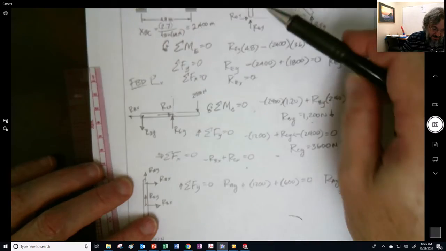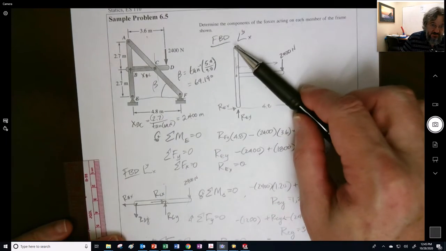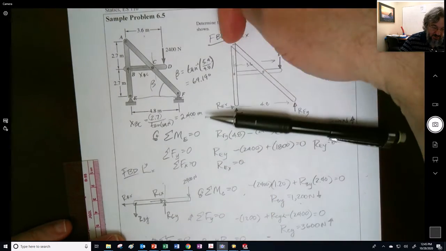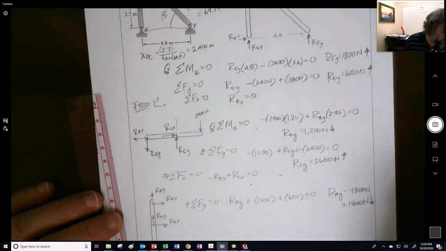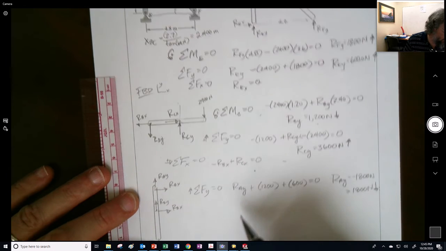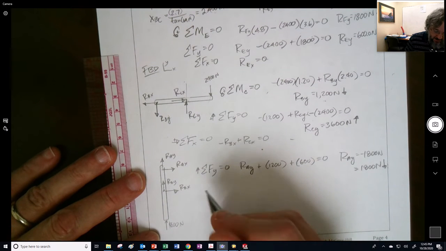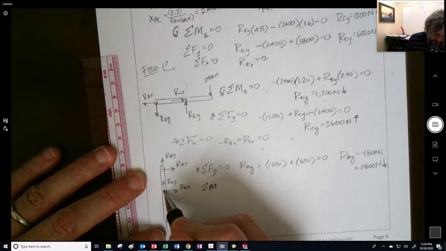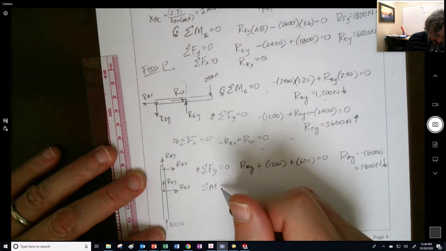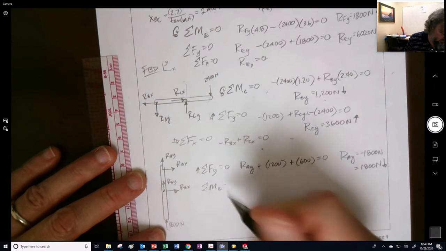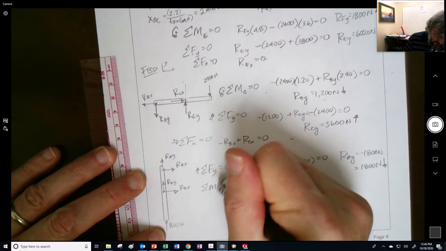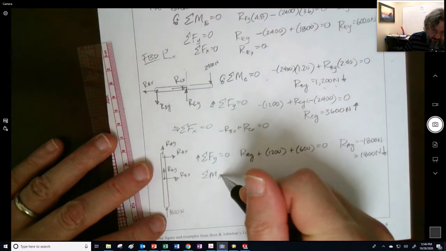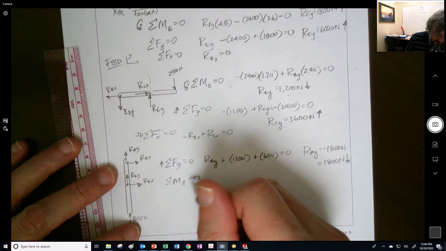And it kind of makes sense on one level because this thing pushes it down, so this one's kind of pushing down onto the thing. Other things we could do here is we could take the sum of the moments about, let's take it about B. Right here, sum of the moments about B. Or we could take the sum of the moments about A. I think that's what they did in the book. Sum of the moments about A, right, is going to be equal to 0.